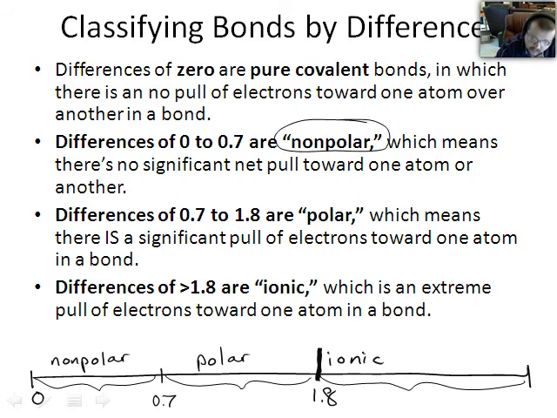Nonpolar would mean that we're looking at two atoms that are bound together where electrons aren't really pulled towards one side or the other, they're pulling roughly equally. That means we don't have a partially positive side and a partially negative side. If we have a polar bond, that means we're going to have a significant pull towards one side or the other. And finally, when we get to ionic, ionic is an extreme pull of electrons toward one atom in a bond, where one atom ends up taking the electrons and one atom ends up giving them away.